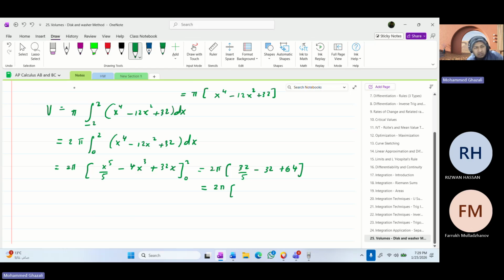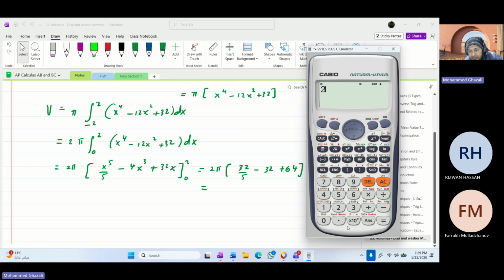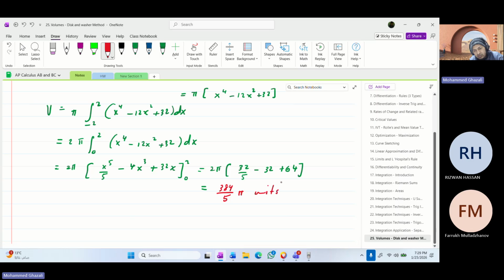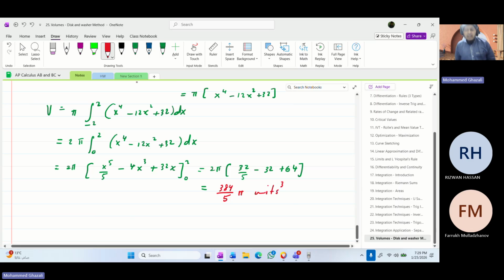So you can just work all this out. Guys, come on, you're allowed to use a calculator. I'm just going to use a calculator now. Almost brain fried here. 2 pi, open brackets, 32 over 5 plus 32. Minus 32 plus 64 is plus 32. So the answer is 384 pi over 5 units cubed. Right. And last one.